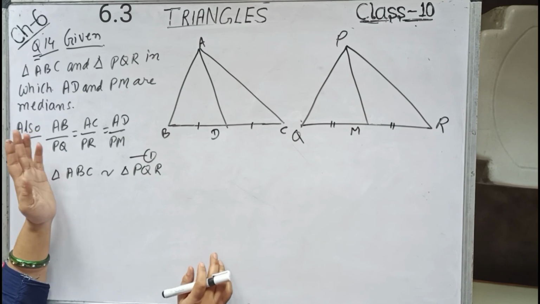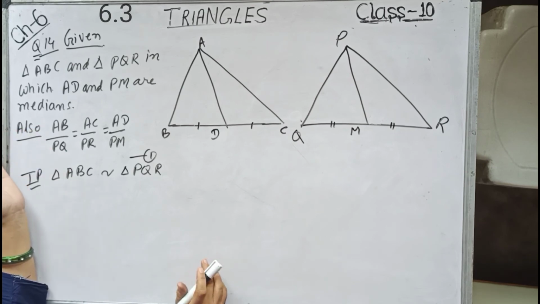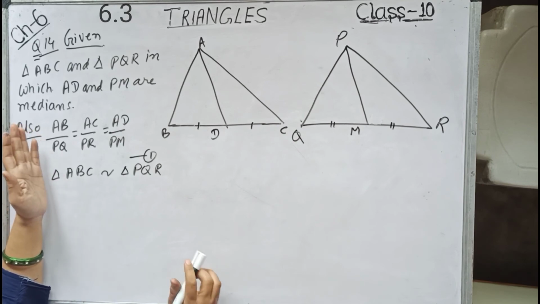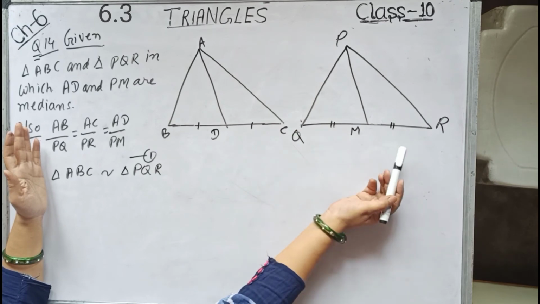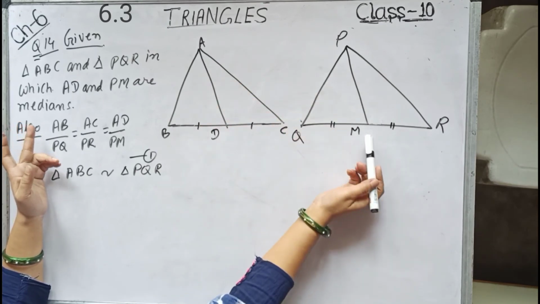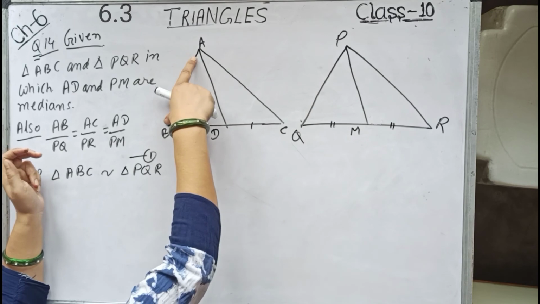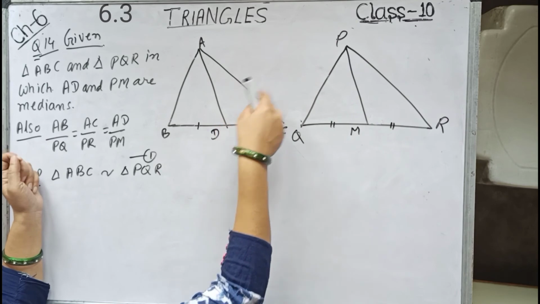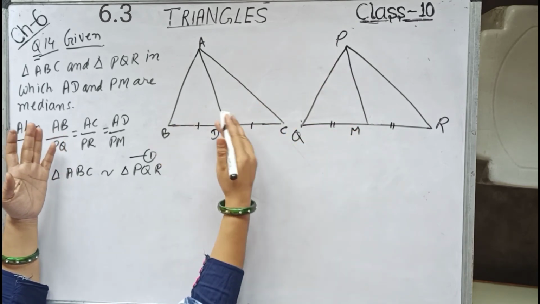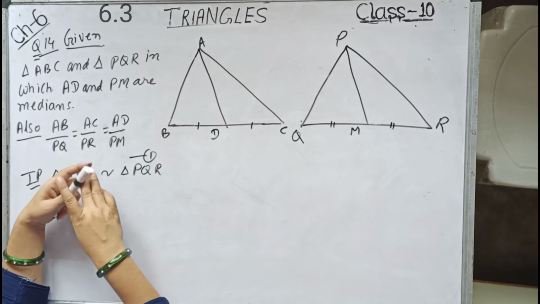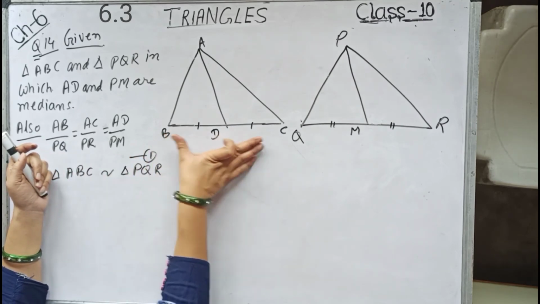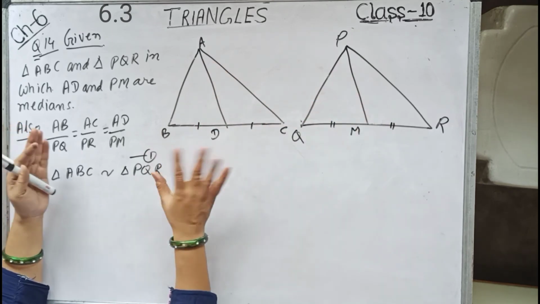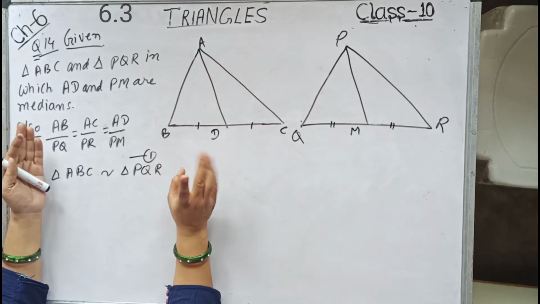Question number 14. This question only I was talking about, in question number 12 or 11. So in this question it is given that triangle ABC and triangle PQR are there, in which AD and PM are the medians, and side AB by PQ equals side AC by PR equals median AD by median PM. We have to prove that triangle ABC is similar to triangle PQR. In the last question it was given that BC by QR was equal in place of AC by PR. So this is the change in those two questions, and this question is a 4-mark question.